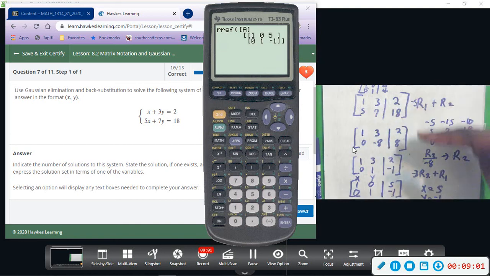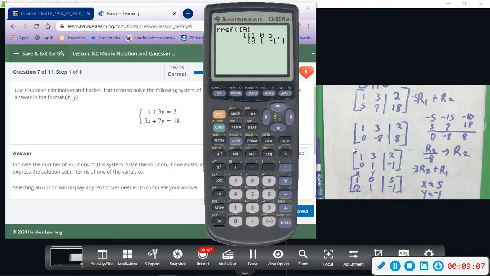It goes through all of these steps, and maybe you do them in a different order. It doesn't matter the order, just so long as you do the math correctly. And you get this. So this is how you read it. First column, where you see the 1, that's the first variable. X is 5, and Y is -1. You just have to know how to read this once you get it in your calculator.